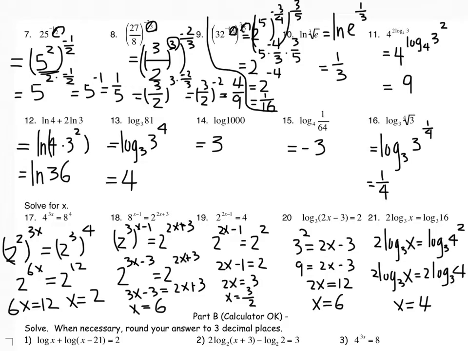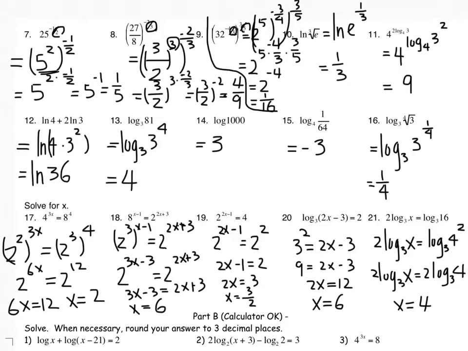Number 10, natural log. ln represents natural log. The argument can be rewritten as e raised to the 1/3 power. So the final answer is going to be 1/3.